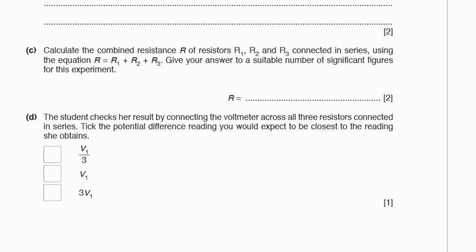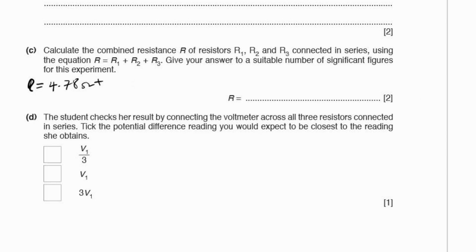Calculate the combined resistance R of resistors R1, R2 and R3 connected in series using the equation R equals R1 plus R2 plus R3. Give your answer to a suitable number of significant figures for this experiment. Alright, well, pretty straightforward there. Let's add them together. R equals R1 plus R2 plus R3, 4.78 ohms.